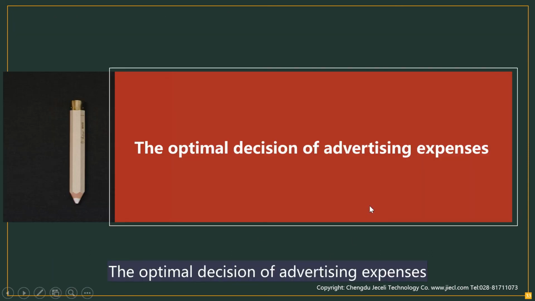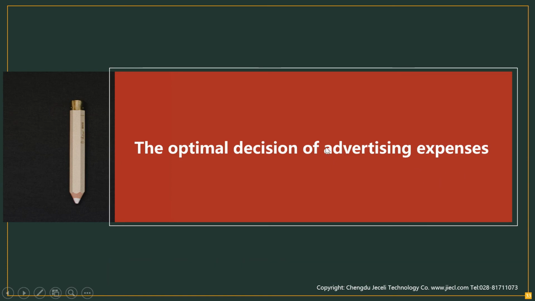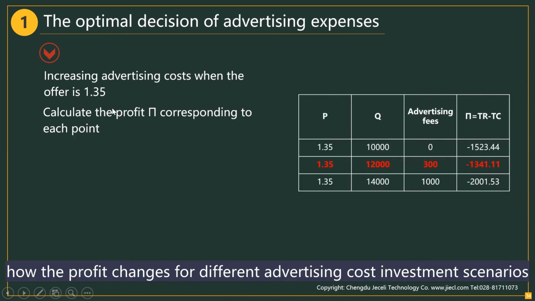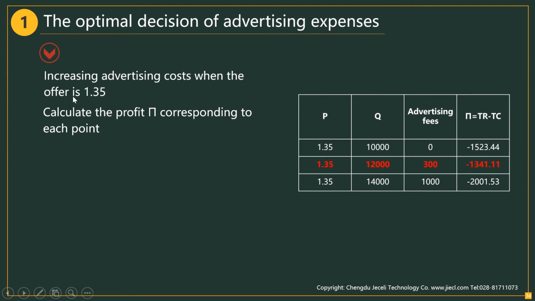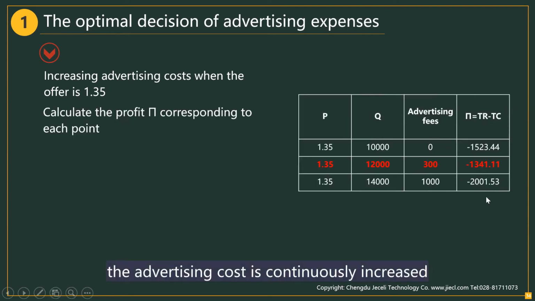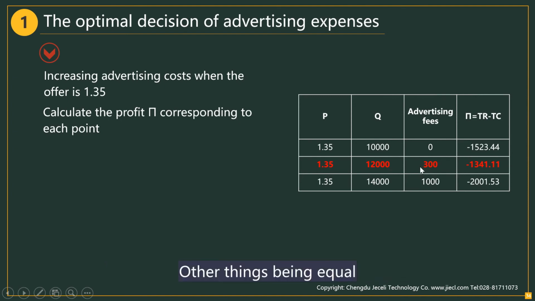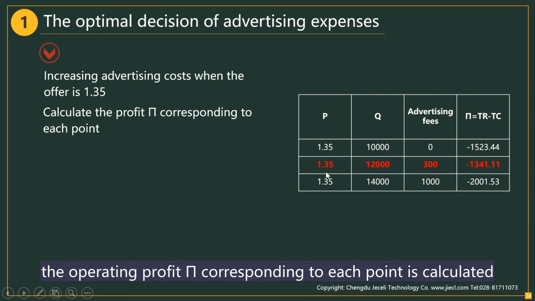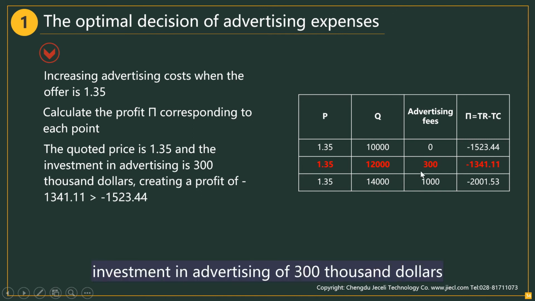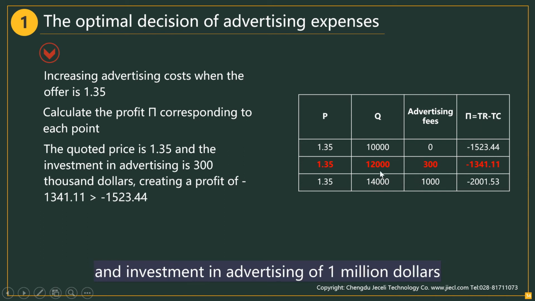The optimal decision of advertising expenses. We can use the order bidding simulation to see how the profit changes for different advertising cost investment scenarios. For example, when the quoted price is $1,350,000, the advertising cost is continuously increased, other things being equal. The operating profit corresponding to each point is calculated by simulating no investment in advertising, investment in advertising of $300,000, and investment in advertising of $1 million.